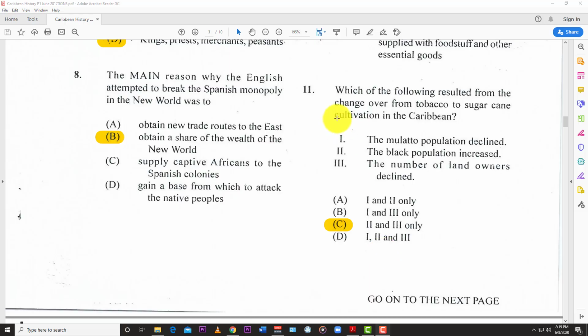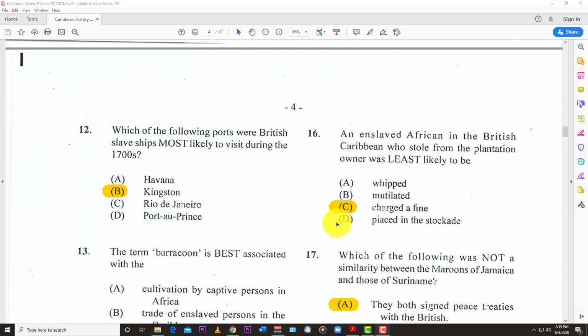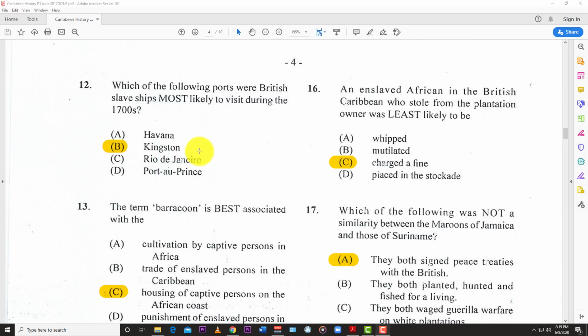Number 11, which of the following resulted from the change over from tobacco to sugarcane cultivation in the Caribbean? You have some options here. Number 1, the mulatto population declined. Number 2, the black population increased. Number 3, the number of landowners declined. And so the best answer here is number 2 and 3, which is the black population increased and the number of landowners declined. Number 12, which of the following ports were British slave ships most likely to visit during the 1700s? And of course the answer is B, Kingston, Jamaica.